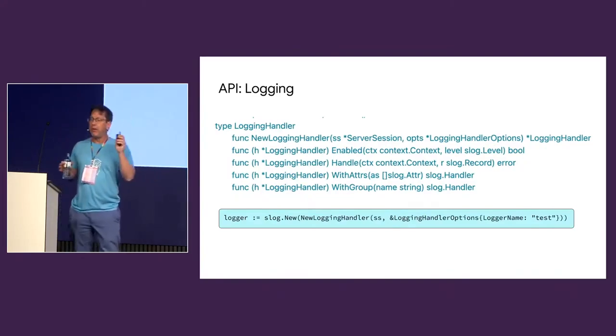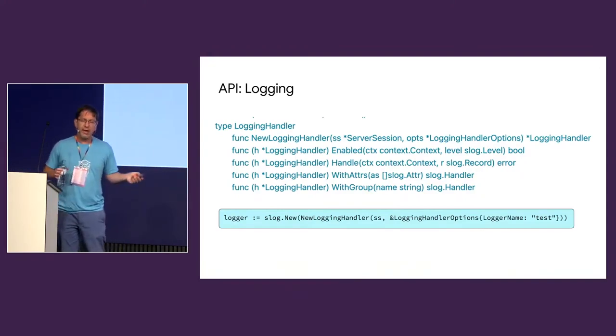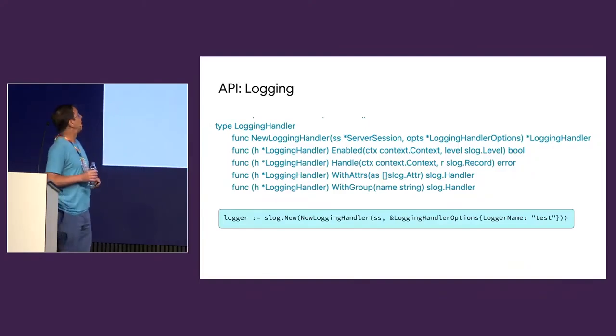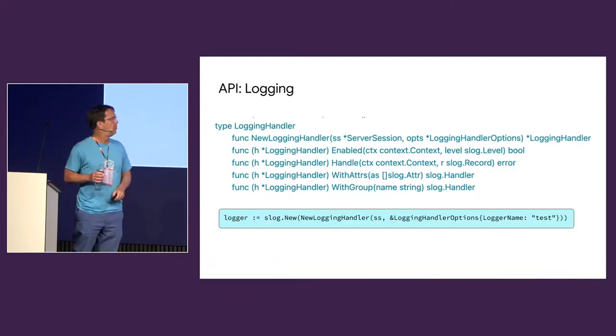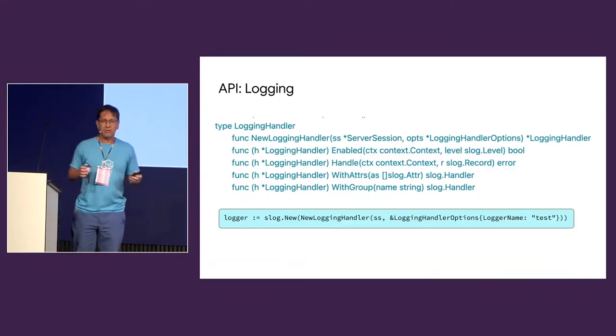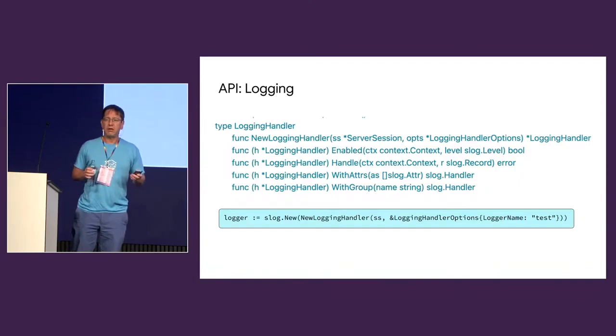Logging. Part of the spec says the server can just produce log messages that the client can consume. I think that's a very smart idea, because people want to know what's happening when their server is taking a long time. That's nice. And we did that with slog. So you just get a method called new logging handler. You can wrap that with slog new. You get a structured logger. And then your server can just use slog to write to that, and it goes back to the client.